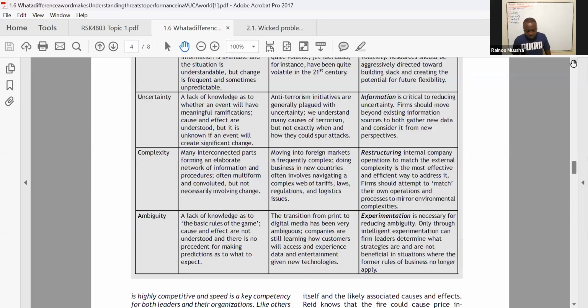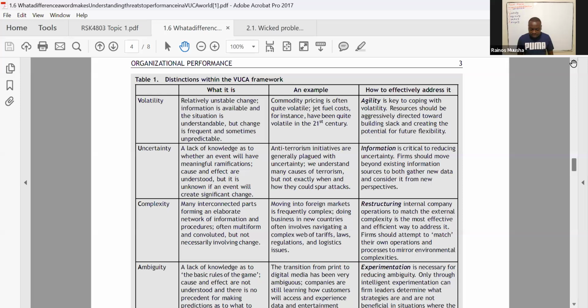they say, under what complexity is, this is where there are many interconnected parts forming an elaborate network of information and procedures, and often multiform and convoluted, but not necessarily involving change. As an example of a complex situation, they say moving into foreign markets is frequently complex. Doing business in new countries often involves navigating a complex web of tariffs, laws, regulations, and logistic issues.